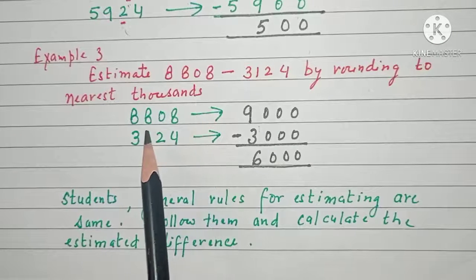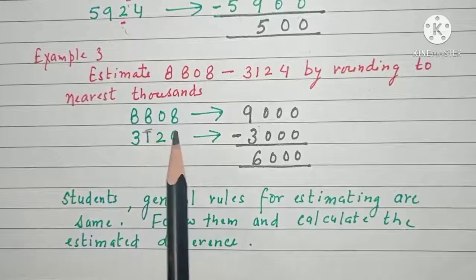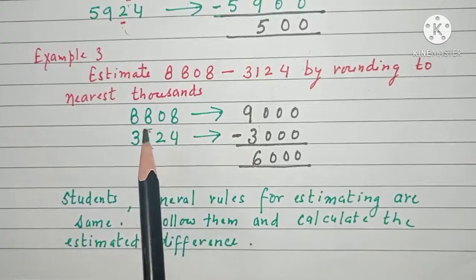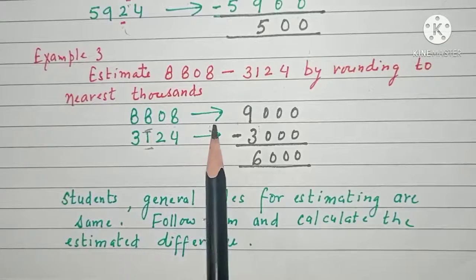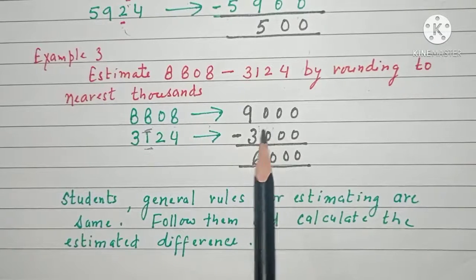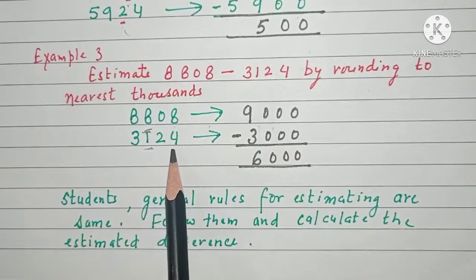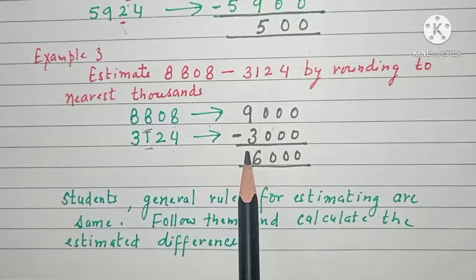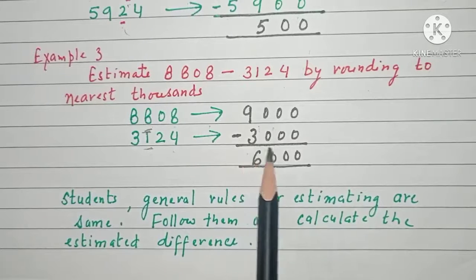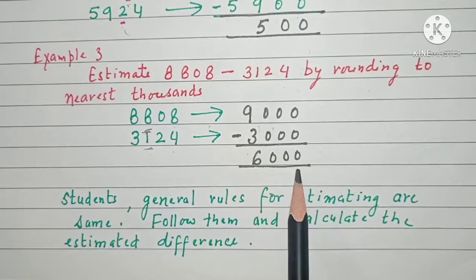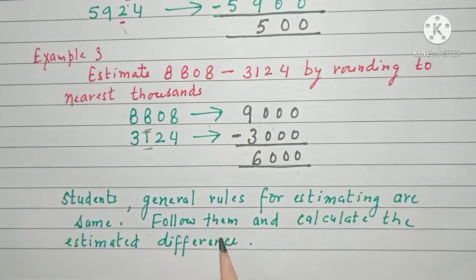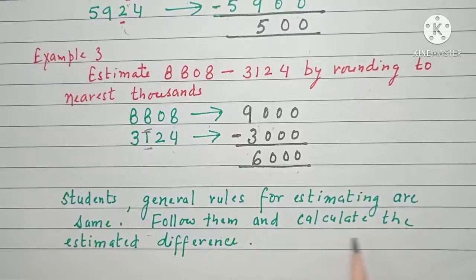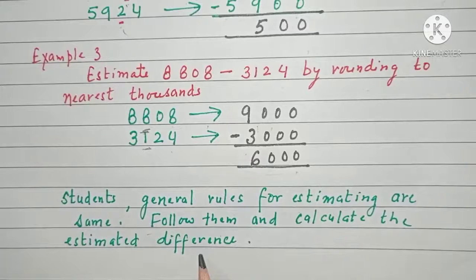And children, now we have to see the hundreds place of the given number. So 8808 when rounded off to nearest thousands is 9000. And 3124 rounded off to nearest thousand is 3000 and their difference is 6000. So students, the general rules for estimation are the same. Follow them and calculate the estimated difference.